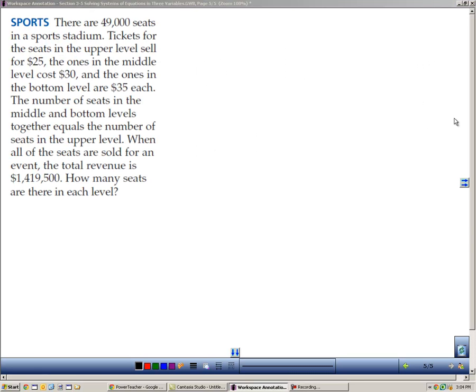Our last example is a real-world problem that involves three unknowns, so we're going to make three equations and then solve the system using three variables. Take a minute, read through this, and try to figure out what the three unknowns are.